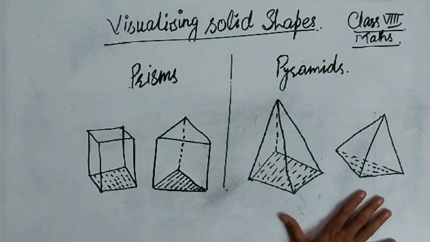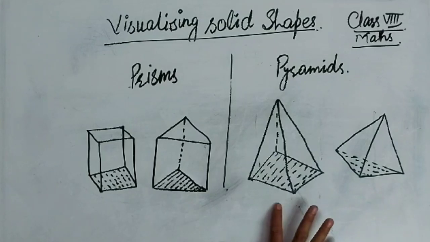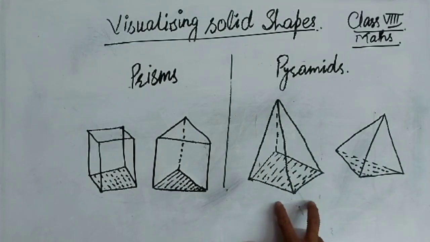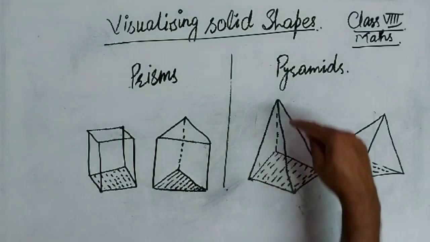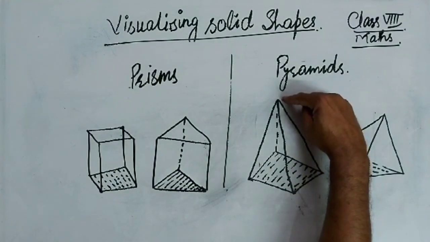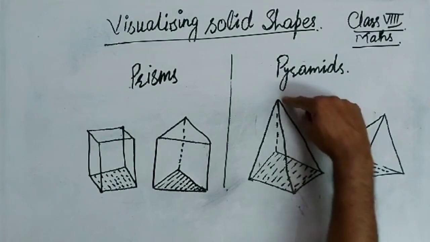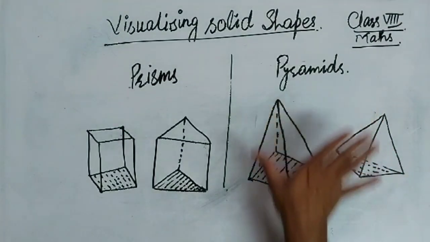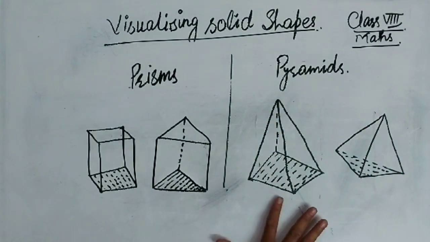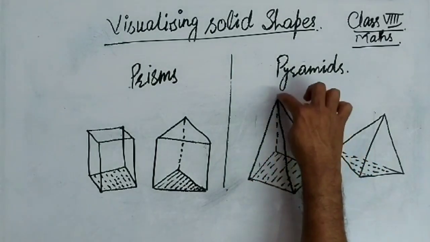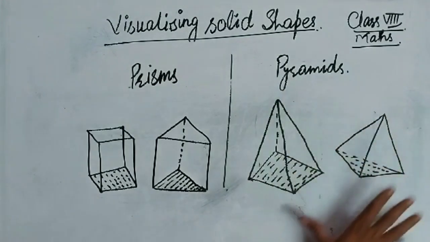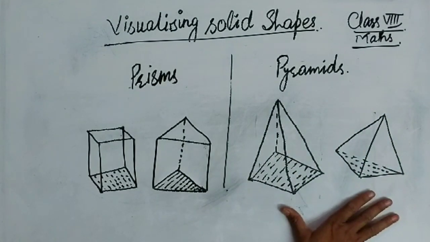In the pyramid family, the base is a polygon, and the lateral faces are triangles with a common top vertex. What I said about the pyramids is that they have a polygon base, and the lateral faces are triangles meeting at a common vertex at the top. So these are the examples of the pyramid family.